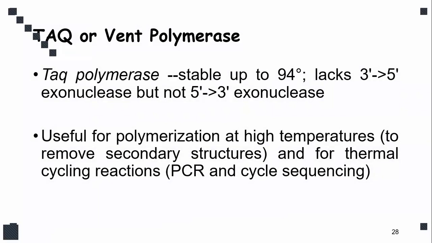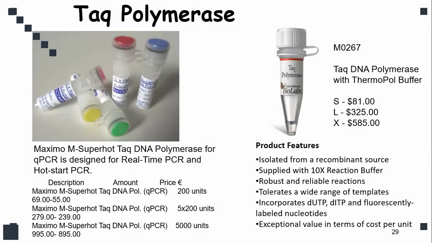Now, Taq polymerase is stable up to 94 degrees and it lacks the 3 to 5 prime exonuclease but not the 5 to 3 prime exonuclease. So it is useful for polymerization at high temperature to remove secondary structures and for thermocycling reactions, e.g. the polymerase chain reaction that we're talking about. And the discovery of this particular idea was just by serendipity. But for now, let's keep quiet. When we get there, we can explain.